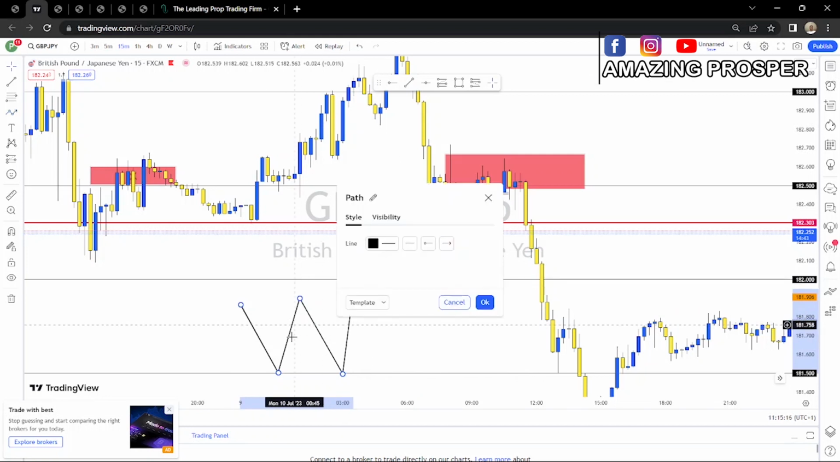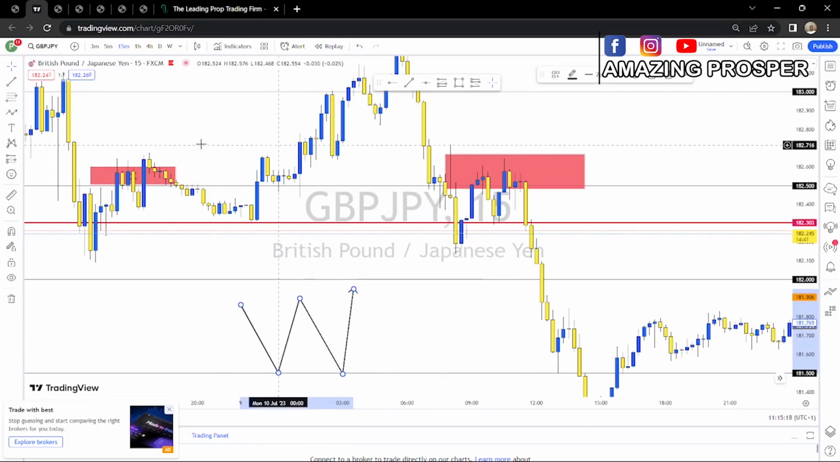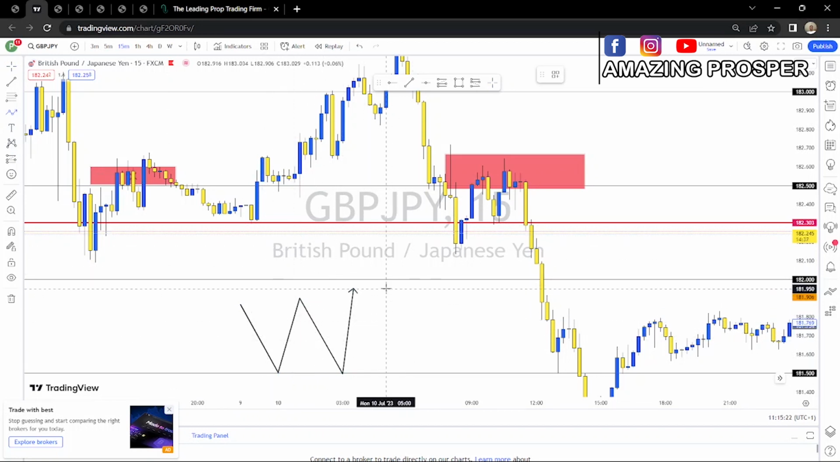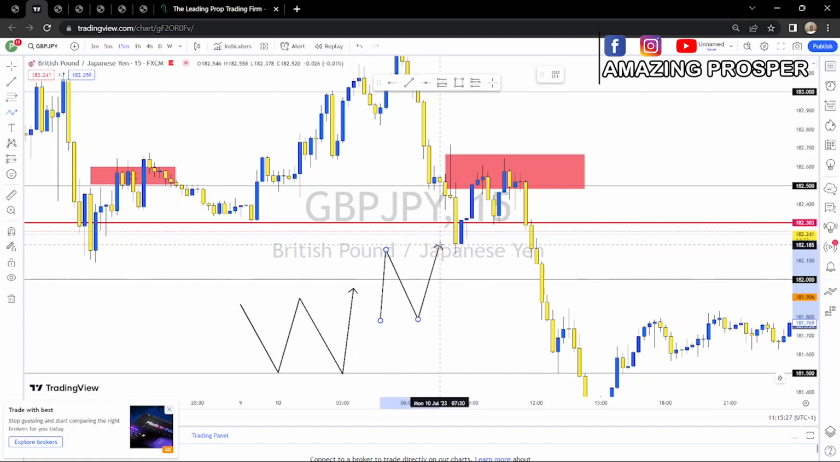Whenever I see this one, it is for a sell opportunity. What about buy opportunity? This one is for a buy opportunity. So what about sell opportunity? Sell opportunity is this. So this is clearly what happened here. You can see this is clearly what happened here.